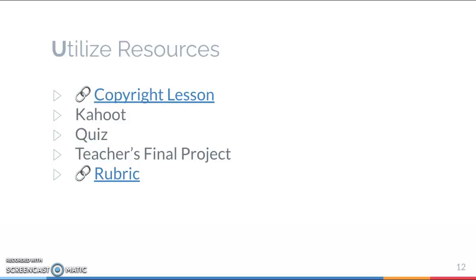So next is utilizing the resources. Again, I've got a link to the copyright lesson in here. Other resources used are going to be Kahoot, the quiz, the teacher's final project, and the rubric that I created. From our textbook by Smaldino and others, they recommend in this utilize resources step of the Assure model to think about the 5 Ps. Preview the resources, which I've done. Prepare the resources, which I've done apart from the Kahoot and the quiz, but that I would do if I was implementing with actual students. Prepare the environment, prepare the learners, and then provide the learning experience.